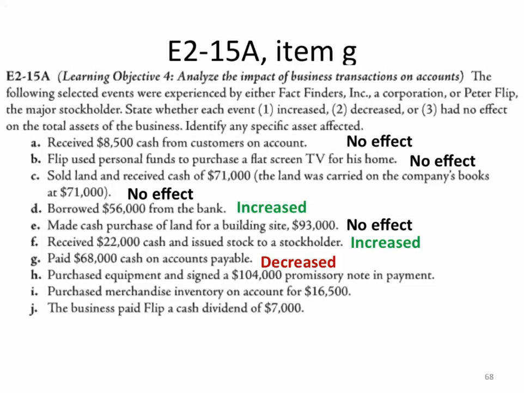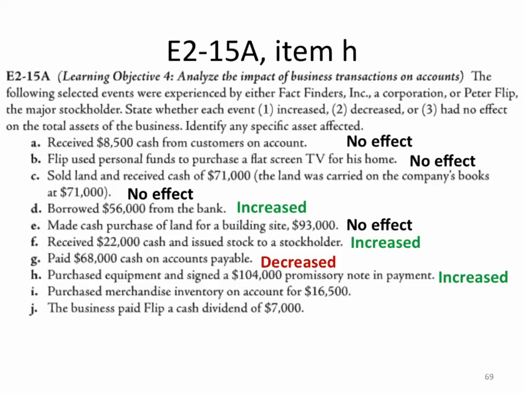Okay, so in H, we purchased equipment. So equipment's an asset, so is equipment increasing or decreasing? Increasing. Now the second part of that, we signed a promissory note in payment. Is that note receivable or note payable? Note payable, and it's a liability, right? So H is going to be increased assets.